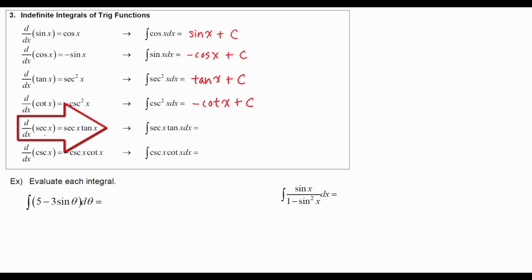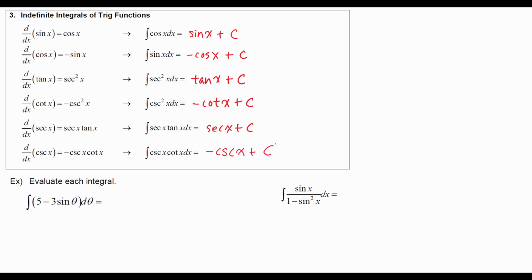And the derivative of secant x is secant x tangent x. So the integral of secant x tangent x is secant x plus c. And the derivative of cosecant x is negative cosecant x cotangent x. So the integral of cosecant x cotangent x dx is negative cosecant x plus c.